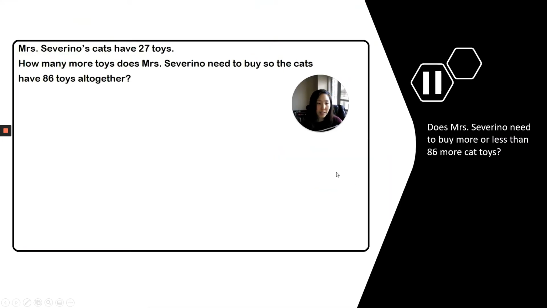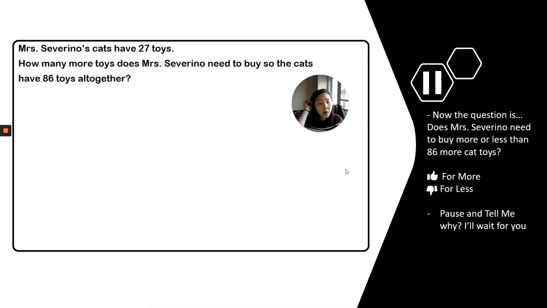This is our more and less question. Does Miss Severino need to buy more or less than 86 cat toys? This is how many more does she need to buy? So does she need to buy more than 86 cat toys or less than 86 cat toys? And you need to pause the video right now and tell me why. Make sure you're starting with, I think Miss Severino needs to buy more than 86 cat toys because, or I think Miss Severino needs to buy less than 86 cat toys because. Pause it and then get back to me.